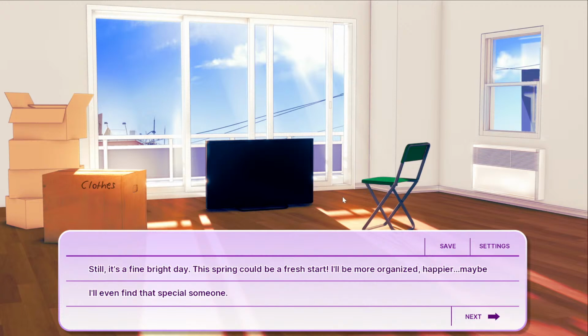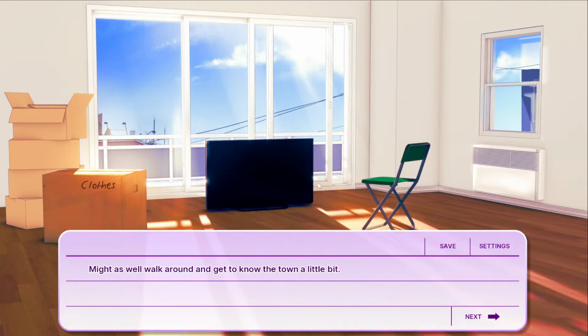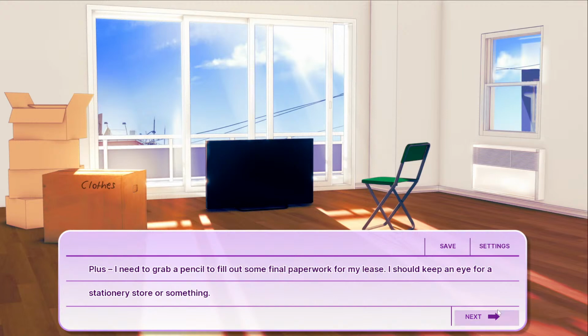This fine bright day, the spring could be a fresh start. I'll be more energized, happier maybe. I'll even find that special someone. Okay, might as well walk around and get to know the town a little bit. Plus, I need to grab a pencil to fill out some final paperwork for my lease. I should keep an eye out for a stationery store or something.